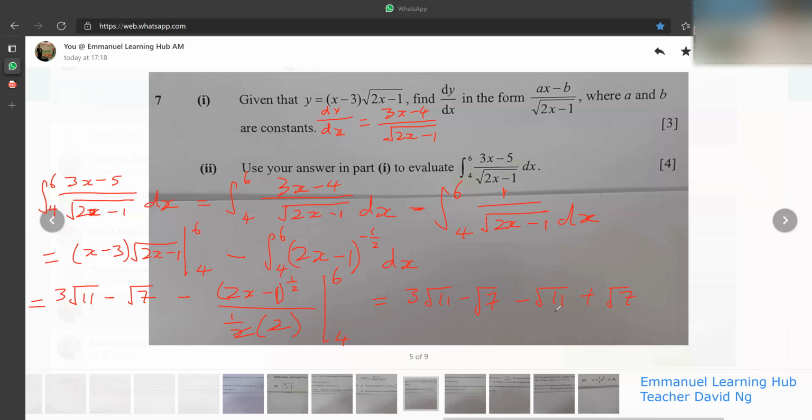Square root of 11 plus 7. So I substitute 4 here. 8 minus 1 is 7. 7 power half is square root 7. So you end up with 2 square root 11. 2 square root 11 is the answer for part 2.